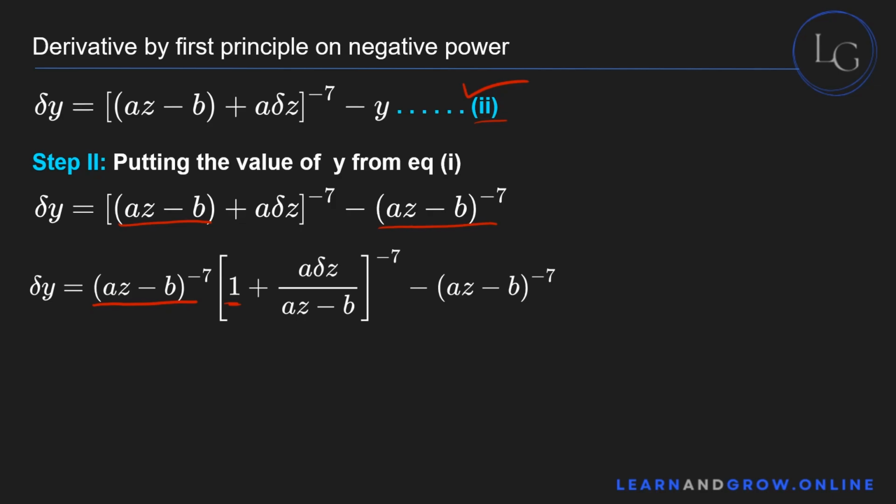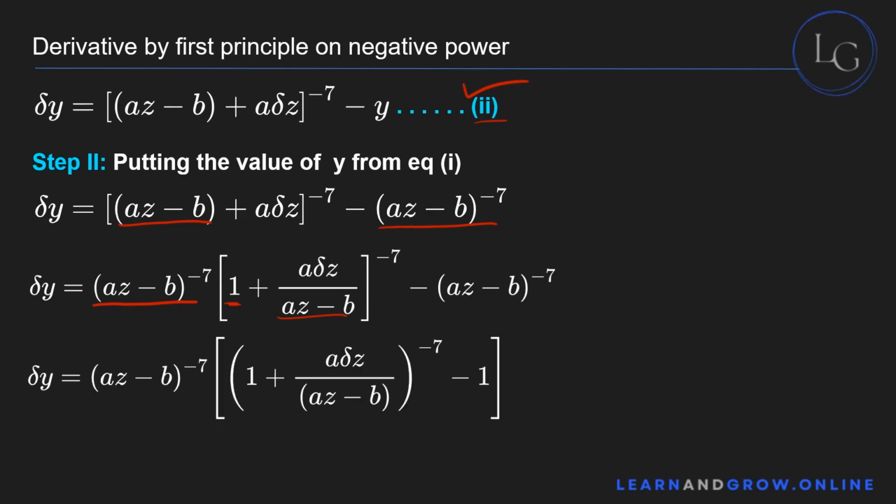because this whole bracket is now to the power minus 7. So this az minus b is also to the power minus 7, and so if you just know basic algebra, you'll know how these cancel out. And so you'll basically also take the (az minus b) whole to the power 7 common from this term over here, and so this entire thing turns into one bracket, which is this.